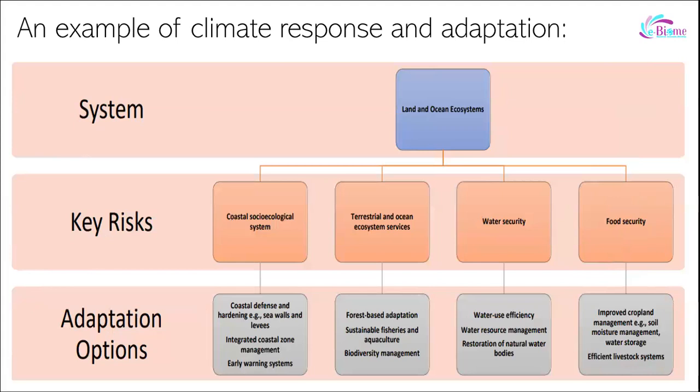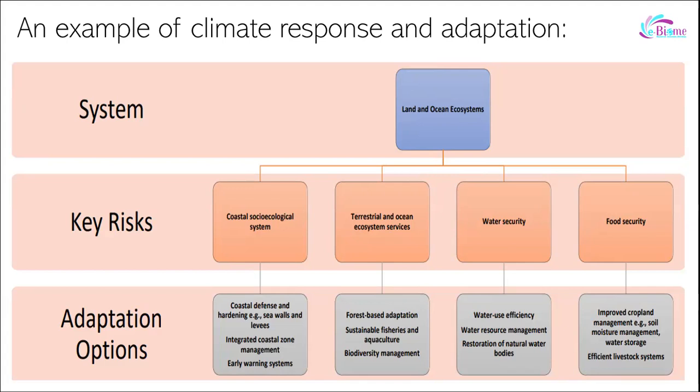Now, an example of climate response and adaptation is shown on the screen. We have land and ocean ecosystems as a system, and there are various areas of land and ocean ecosystems that we can look at. We can look at coastal socio-ecological systems, we can look at terrestrial and ocean ecosystem services, water security, or food security. And as you can see on the screen, there are various adaptation options that one can employ to try and reduce some of the effects of climate change on these various systems.